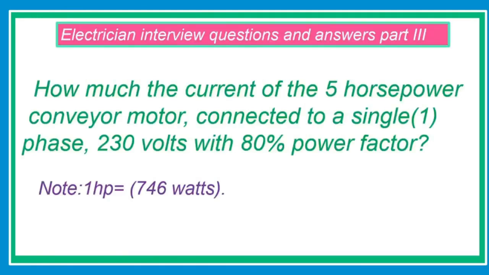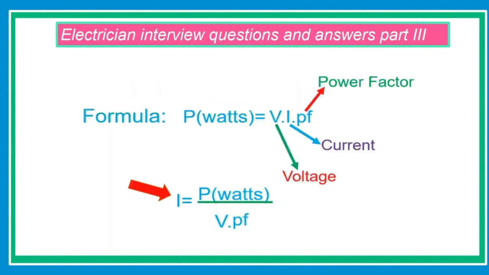What is the current of a 5 horsepower conveyor motor connected to a single phase 230 volts with 80% power factor? Note, 1 horsepower is equal to 746 watts. This is the power formula with respect to motors. P equals V times I times power factor. V is for voltage, I is for current, and PF is for power factor. If we are going to find the current, I equals P over V times power factor.